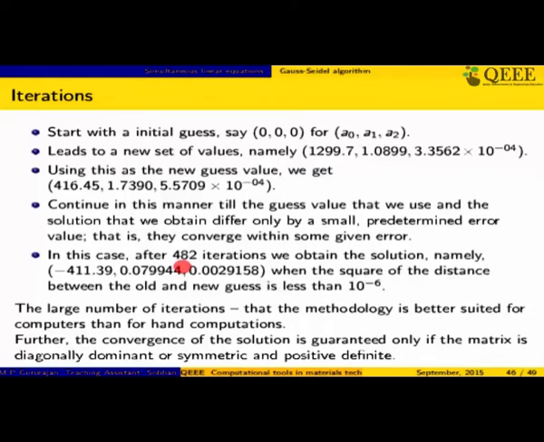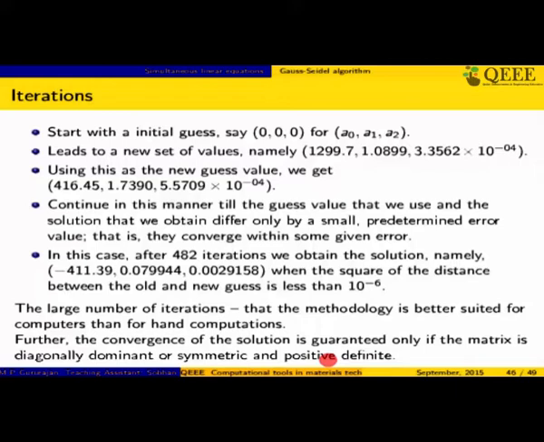The large number of iterations obviously indicates that it is better suited for computers. And in the Gauss-Seidel algorithm also, will I always converge to the solution? Here is the answer. The convergence to the solution is guaranteed only if the matrix is diagonally dominant or symmetric and positive definite. Diagonally dominant means if you look at the diagonal term, that should be larger than the other terms. If they are negative and things like that, take the mod, but compared to the other terms, this should be the large number.